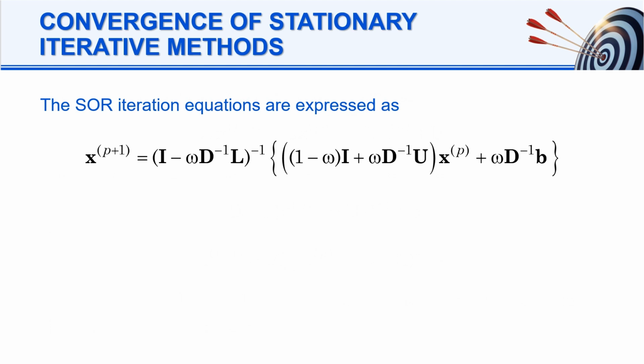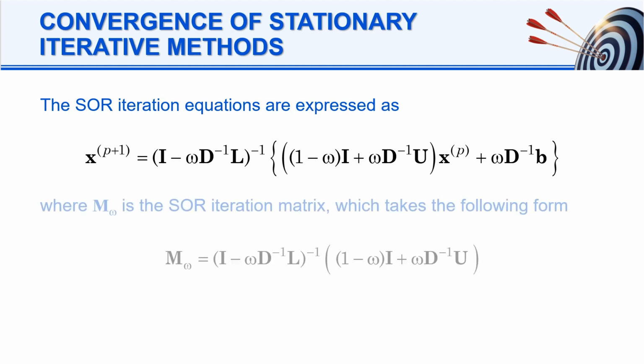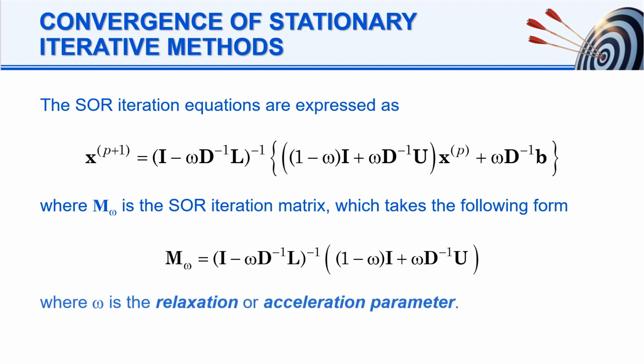Skipping the lengthy procedure, the SOR iteration equations are expressed as follows, where M sub omega is the SOR iteration matrix, which takes the following form, where omega is the relaxation parameter.